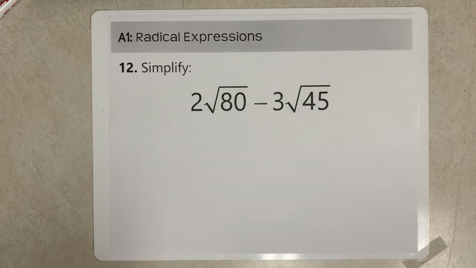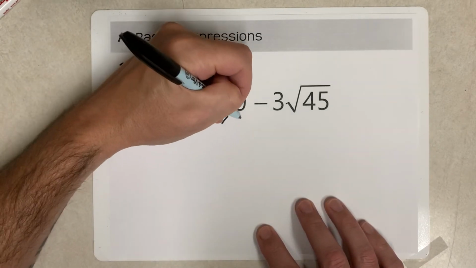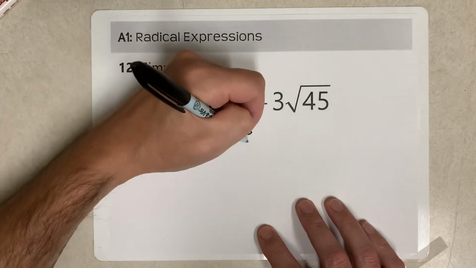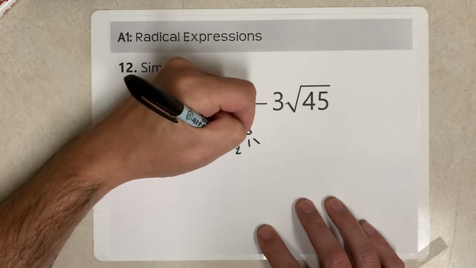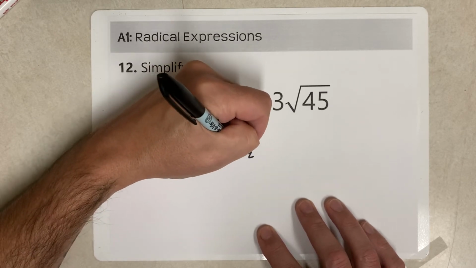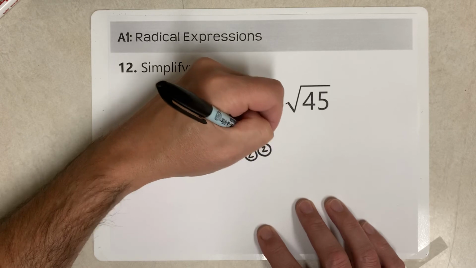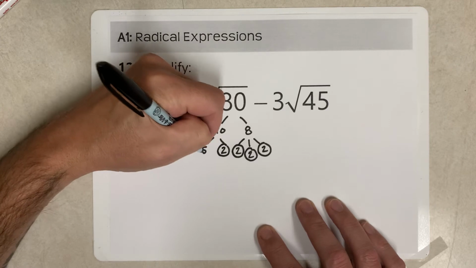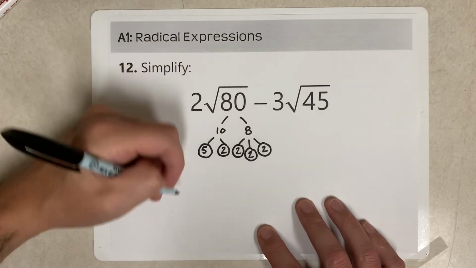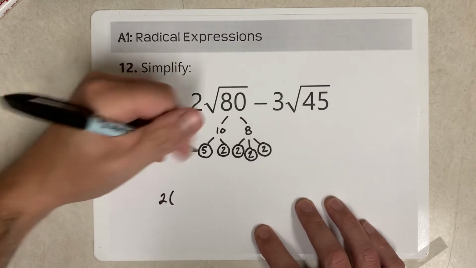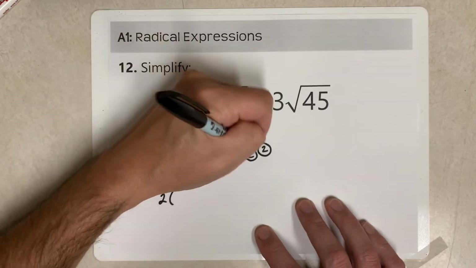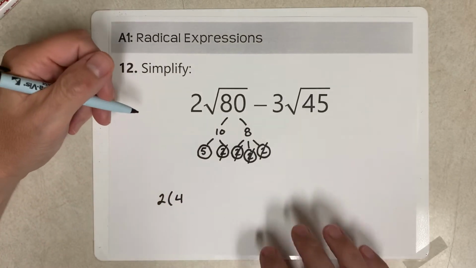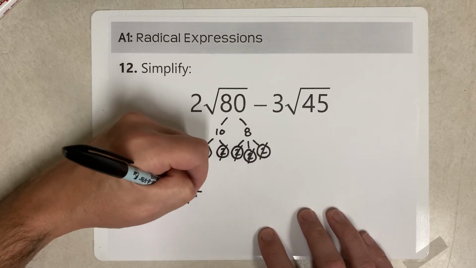Okay, now we got 80 and 45, so let's see how that works. 80 is going to be, let's just say 10 times 8. 8's interesting because 8 has 3 2's to it. It's a perfect cube. So I'm going to write all 3 2's right here because I know that's going to happen. 10 is 5 times 2. So now I have 2 times, okay, this pair of 2's is going to come out, and this pair of 2's is going to come out, and 2 times 2 is 4.